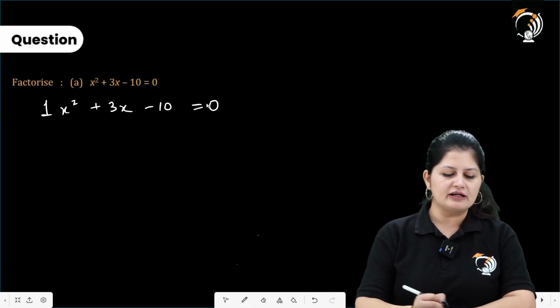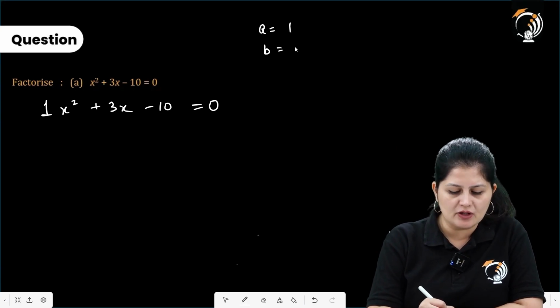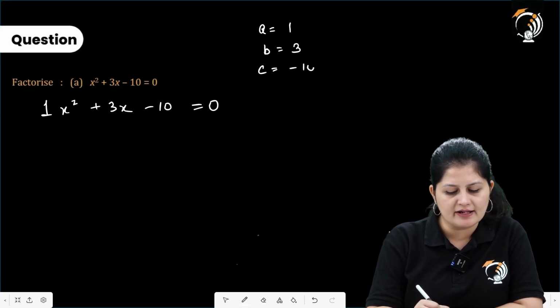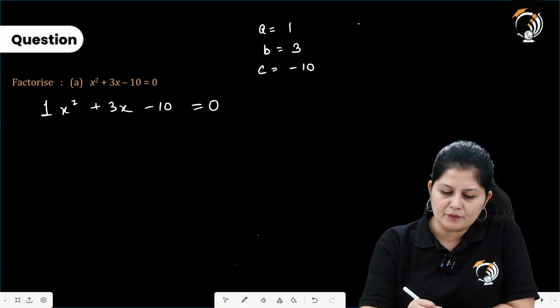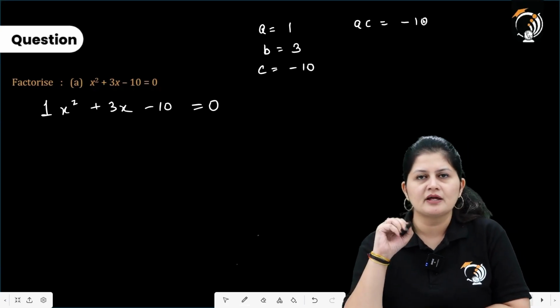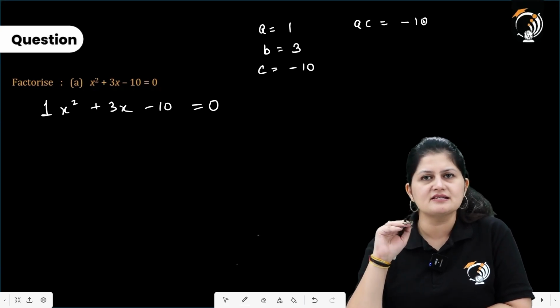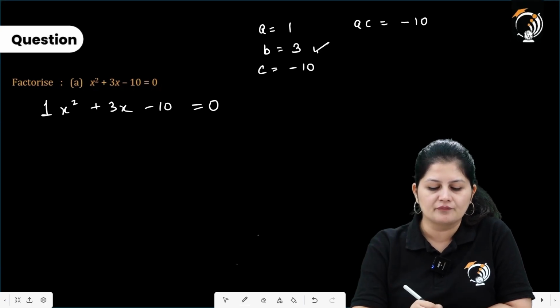So further, if we need to talk here, then a is equal to 1, b is equal to 3 and c is equal to minus 10. So what it was saying is that we need to get this product of ac. If I talk about the product of ac, it is going to be minus 10. We need to write minus 10 in such a manner that by adding them, we should get 3, right?